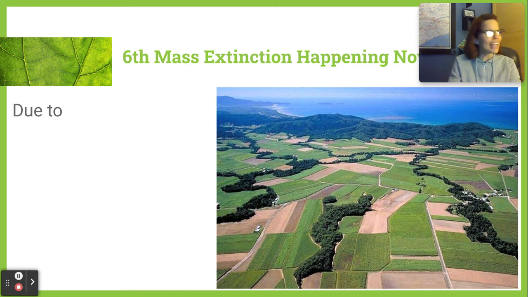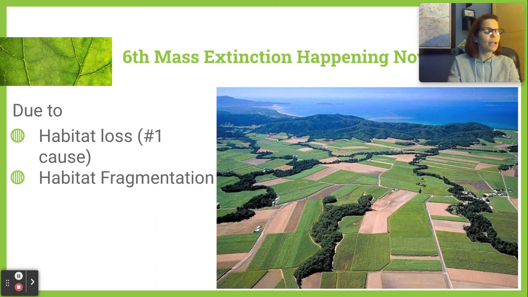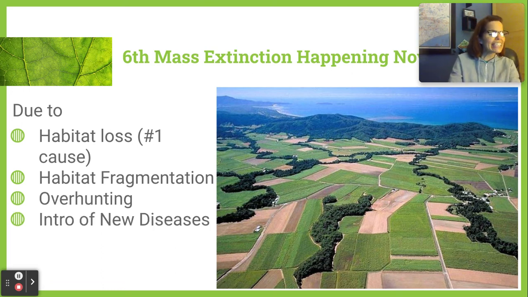The one that's happening right now, due entirely to human influence, habitat loss is the number one cause of species extinction, but also habitat fragmentation, which this is both habitat loss, this photo, and habitat fragmentation when it's divided by roads. And the habitats themselves are separated, so it's very difficult for animals or plants to reproduce with one another because they're not in close proximity. Overhunting, introduction of new diseases.